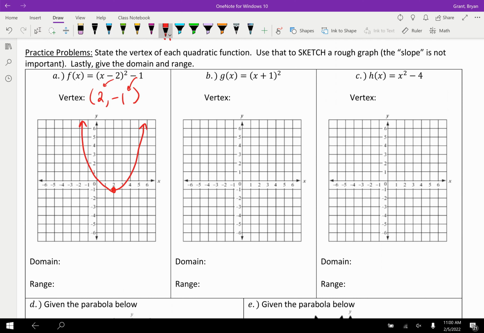Our domain, of course, is still all real numbers. You might remember that fancy symbol for all real numbers. It's that double bar R. So there's 2 bars down here, and then it's an R. It means the same thing. Nice way to be fancy, though. And then our range, we'll take a look at that k value. That's the lowest our graph gets. And so our range is y is greater than or equal to the k value.